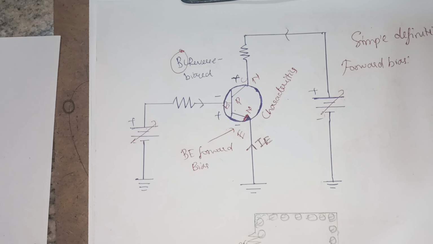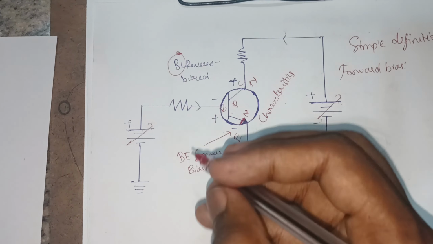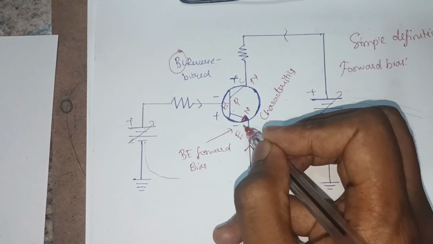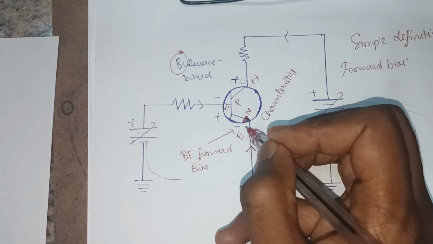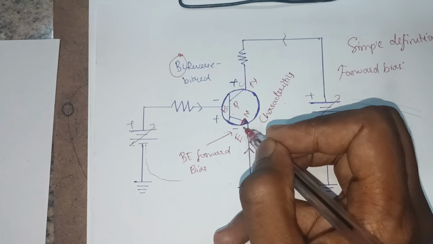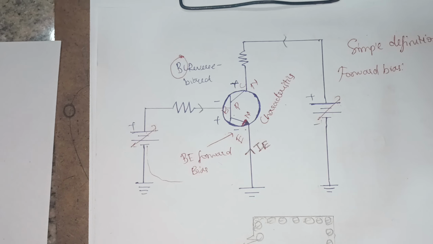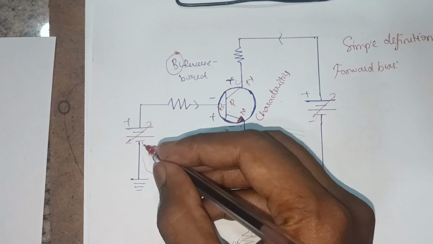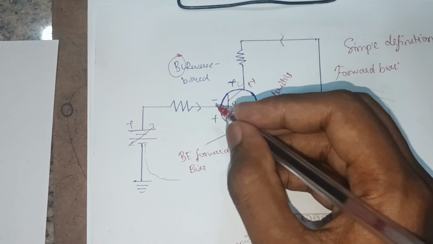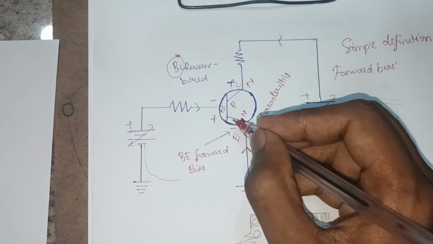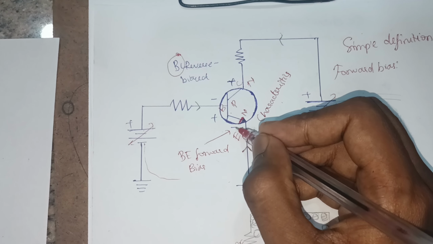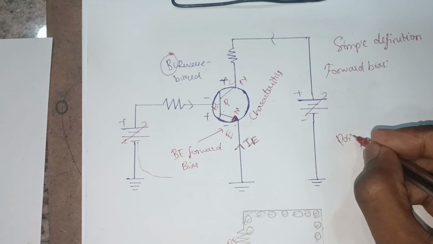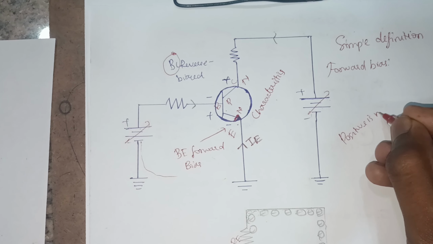So here I will explain the graph clearly. Here the current flows from negative to negative, in this way. So this is negative here. This is forward bias, because here negative is connected to negative and positive is connected to positive, and positive is more positive than negative, so it is forward bias.